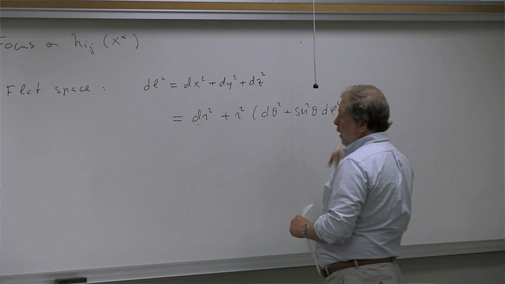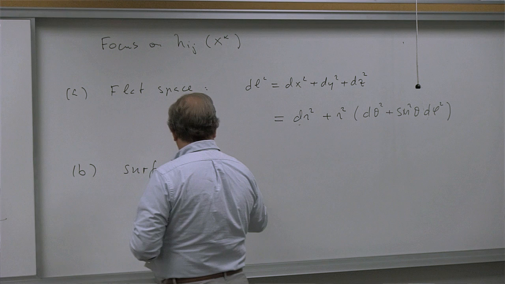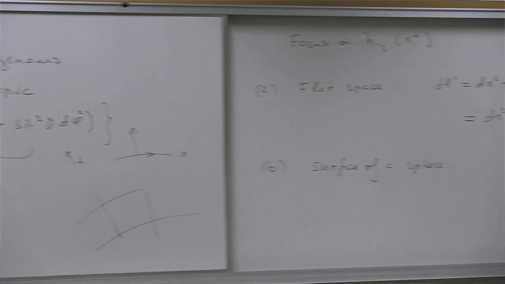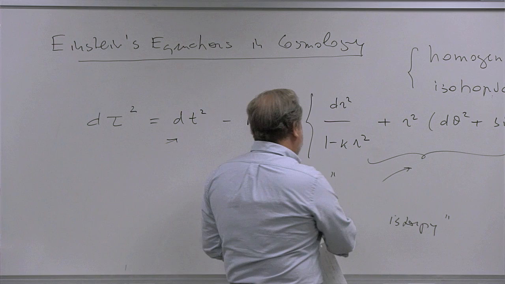Now, the next case is a little bit more complicated, and that is the surface of a sphere. So let's come to that. And we shall see that the spatial metric for the surface of a sphere can be written in this form when k is 1. So let's see how that comes about, because it's not obvious.